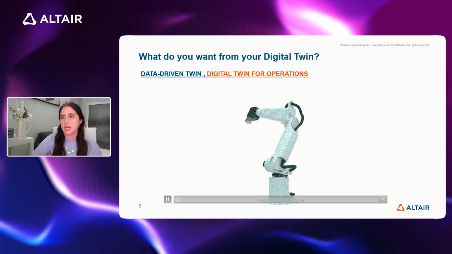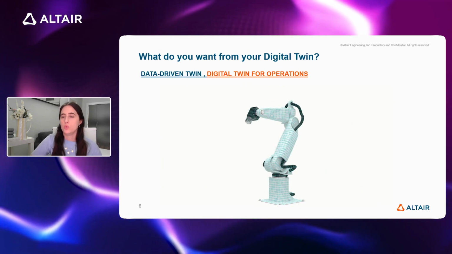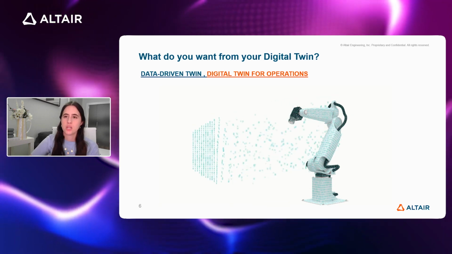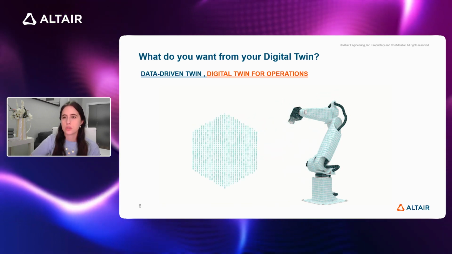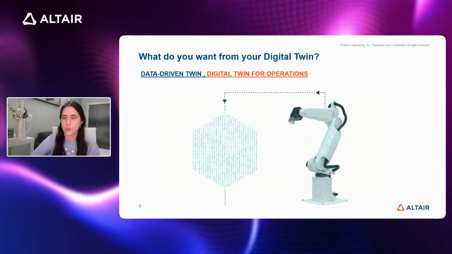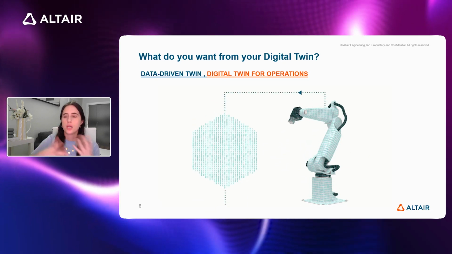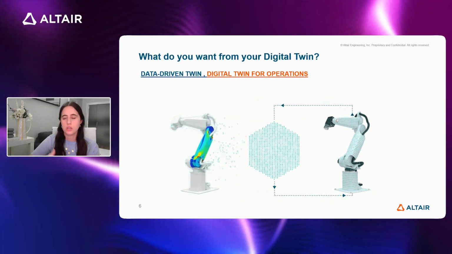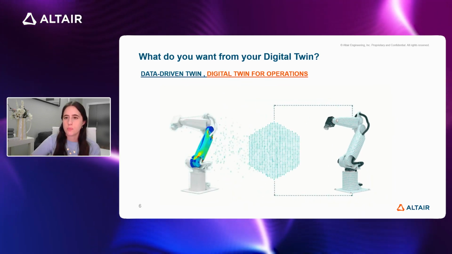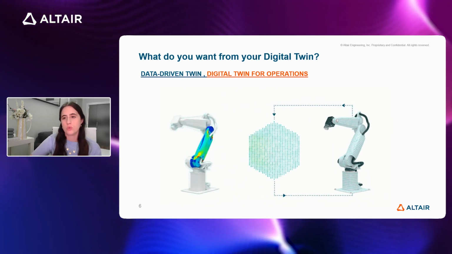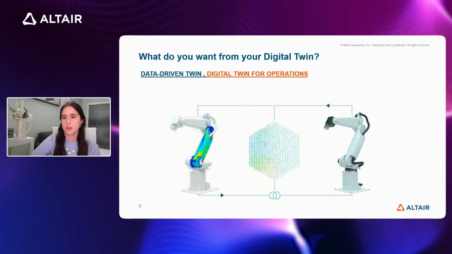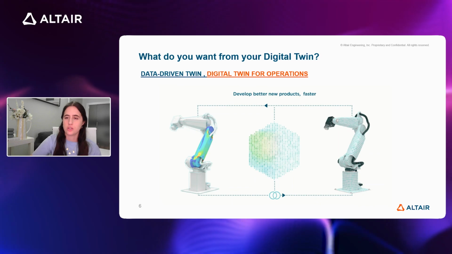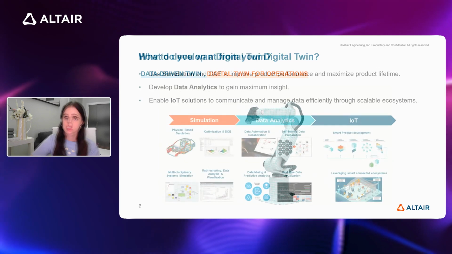So data-driven twins capture and use real-world data from the physical assets so that by visualizing this data, you can make informed decisions, you can adjust the asset operations in real time, and you can store this data to develop predictive maintenance models, which are continuously improved with the real-time inputs. And this approach will empower companies to develop better new products faster and achieve their digital operations projects.